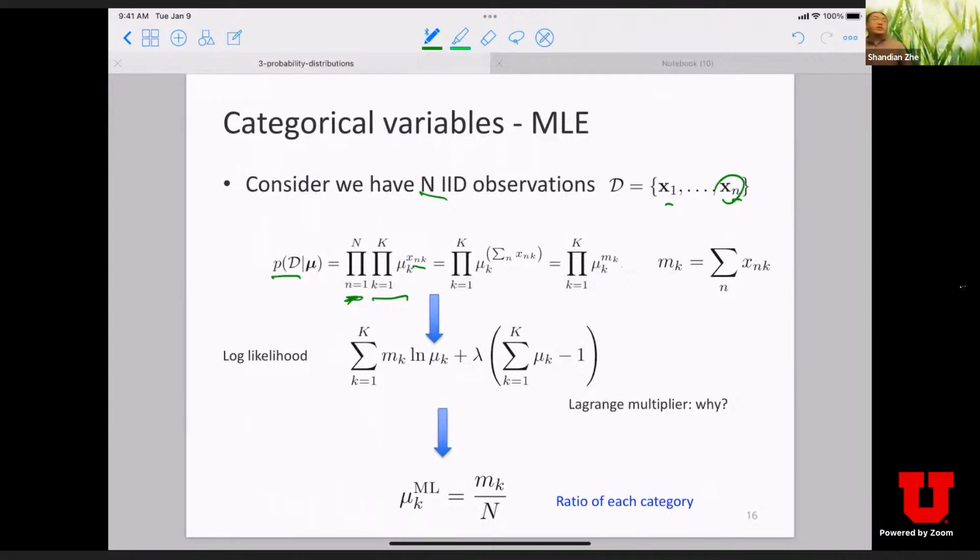So we can simply merge them, because for mu k, it shares the power from every corresponding observed sample, that is x1k, x2k, x3k until xNk. So there's a summation here. You can represent mk as the summation over all the examples, where the summand is the kth element of every example xn.